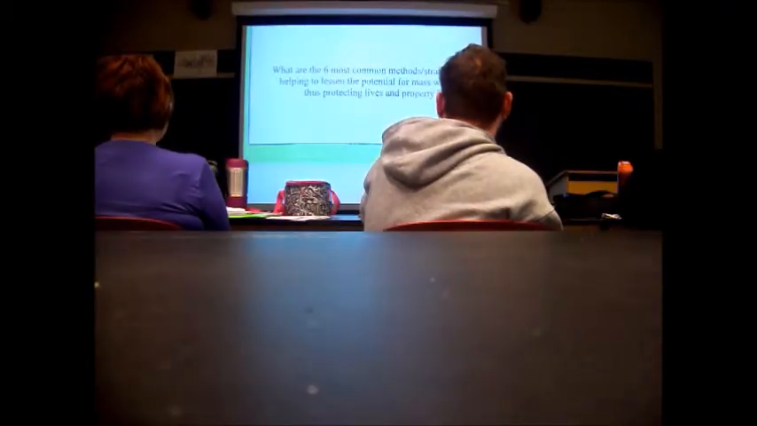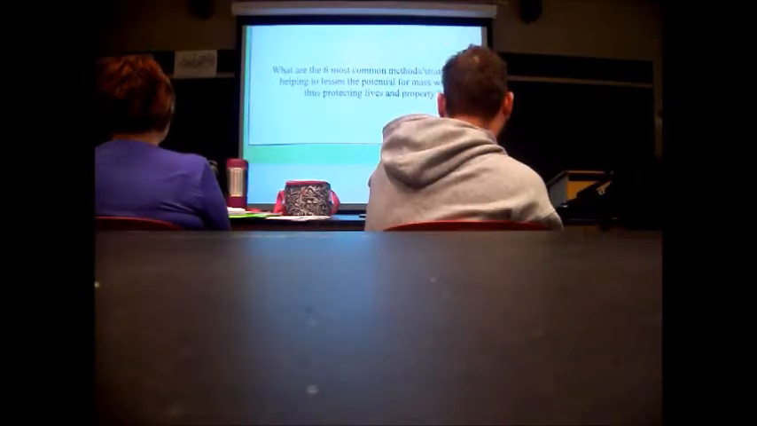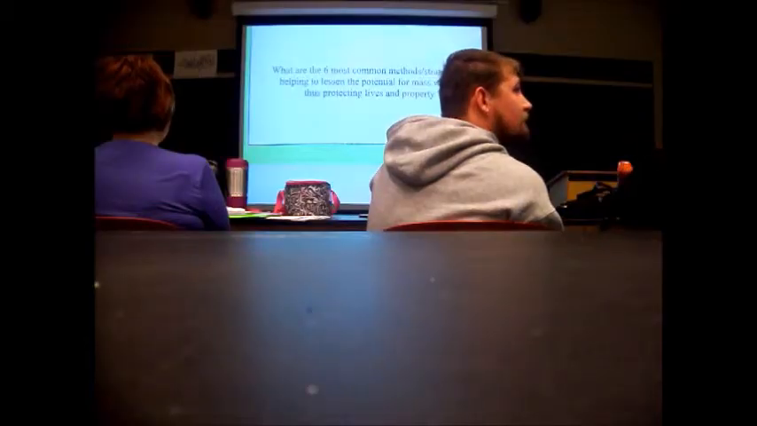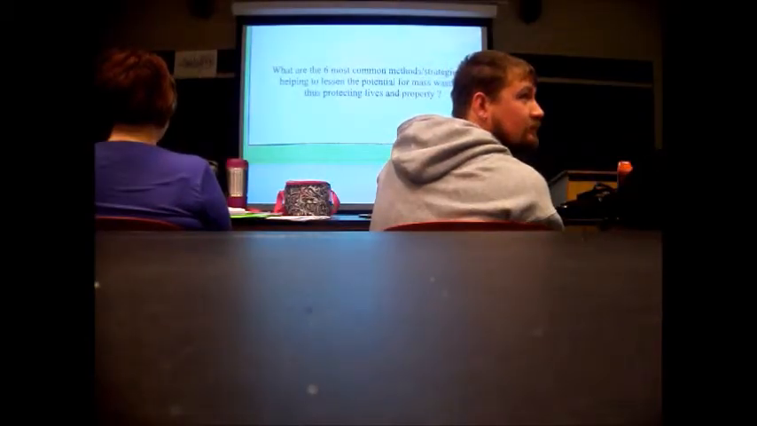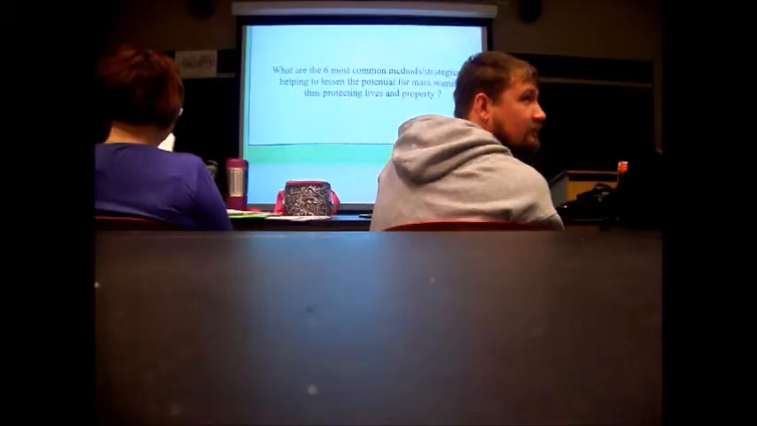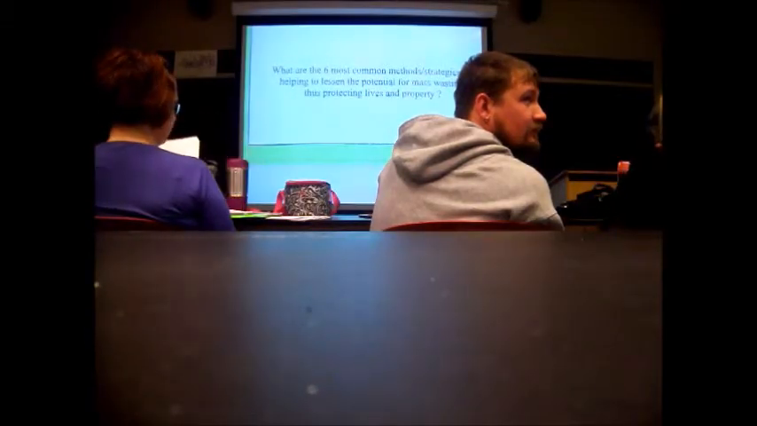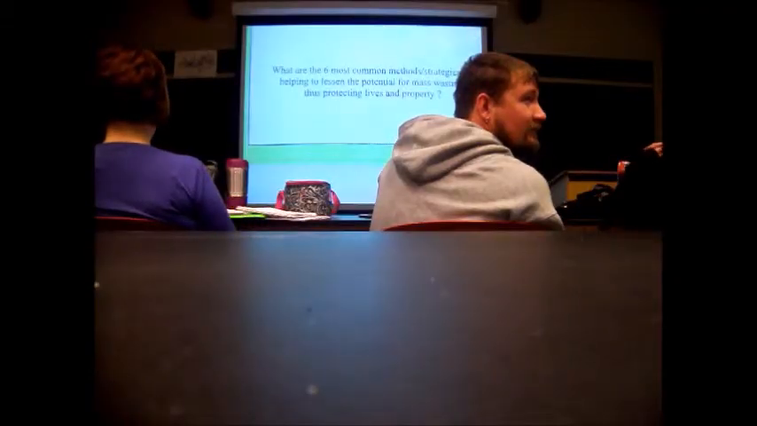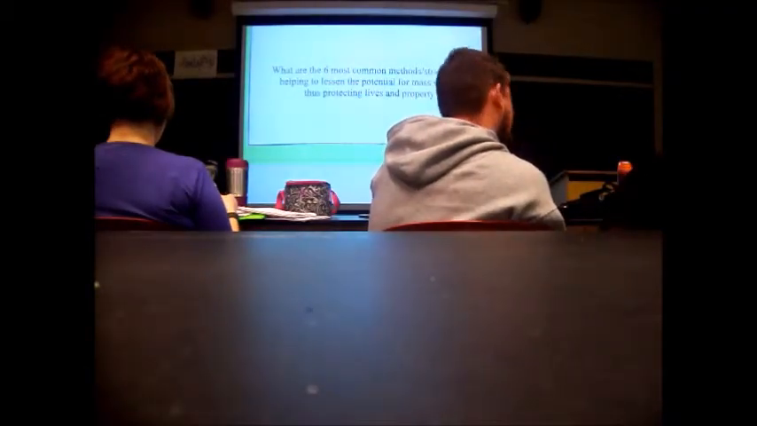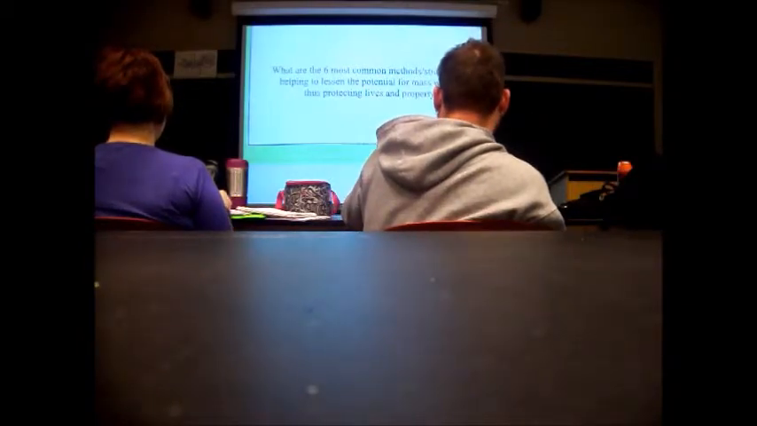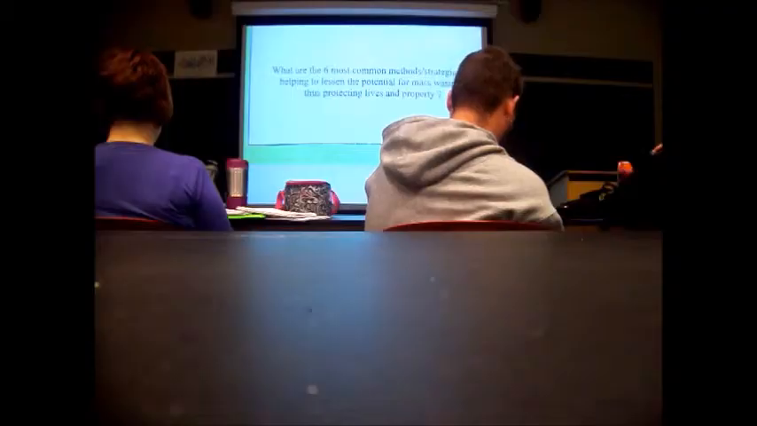What are the 6 most common methods or strategies for helping to lessen the potential for mass wasting, thus protecting lives and property? Sounds like revegetation of the land. Regrading of the slope, not to exceed the angle. Reducing the subsurface water. Preventing undercutting. Constructing safety structures. Controlled blasting. So regrading, revegetating, removing the water, the drainage, preventing undercutting, artificial structures for support, and controlled blasting.